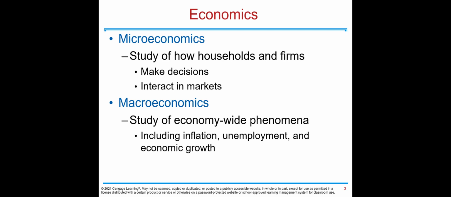Microeconomics is the study of how households and firms make decisions and interact in markets. Macroeconomics, on the other hand, is the study of economy-wide phenomena. So if we talk about inflation, unemployment, economic growth, these are terms that affect everybody living in the country. Then we talk about macroeconomics. Microeconomics is the decision making of households, firms, customers, and so on.